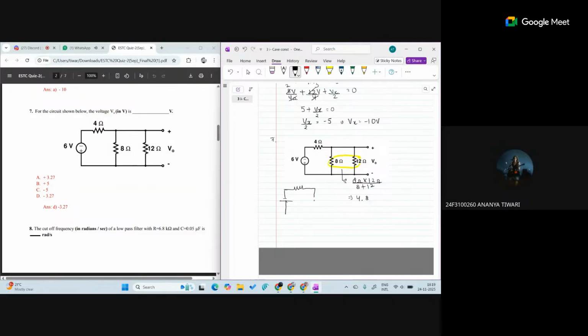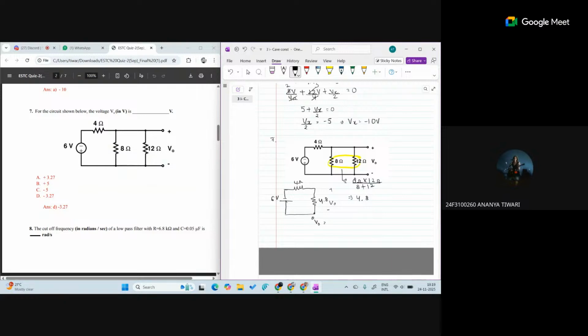4 ohm. This would be 4.8, and 4 ohm and 6 volt. And we will use the voltage dividing rule here. So this is V naught again, so we can simply find this V naught.